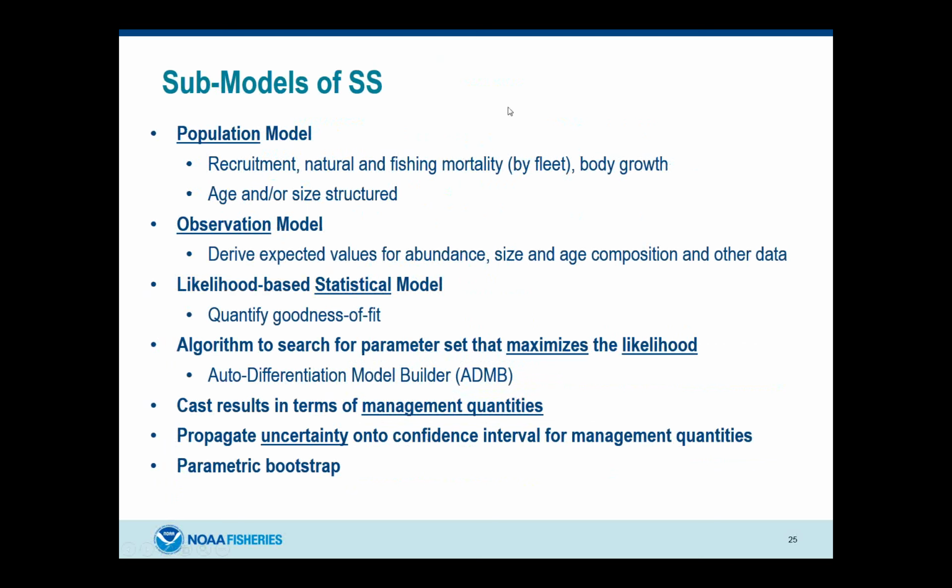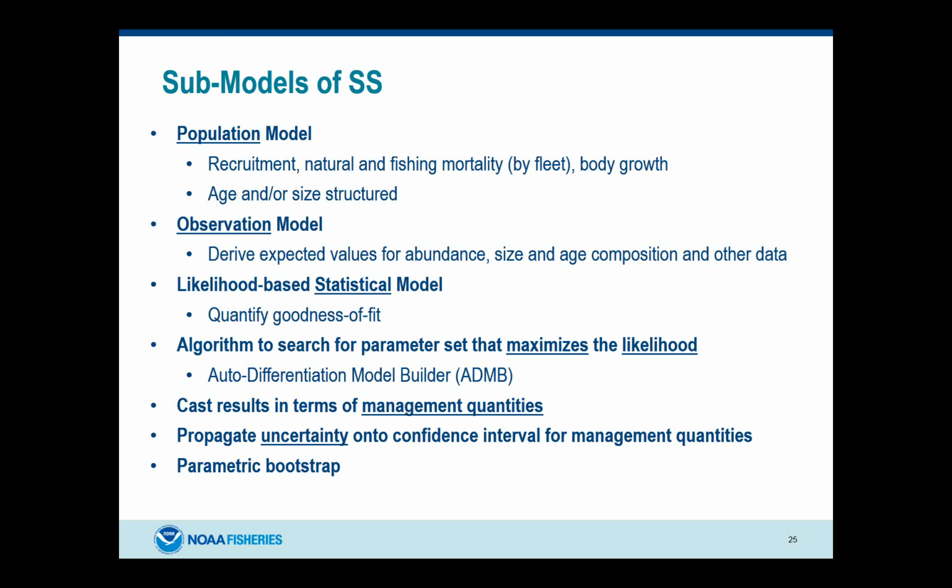Again, a little bit more about the model structure. There's a population model, which is basically about how the population works, what its rate processes are, how the fishing fleets interact with this population. There's an observation model where we derive expected values for the kinds of data that we have. There's a likelihood-based statistical model to quantify the goodness of fit, and then an algorithm built within the auto differentiation model builder package to search for the parameters.